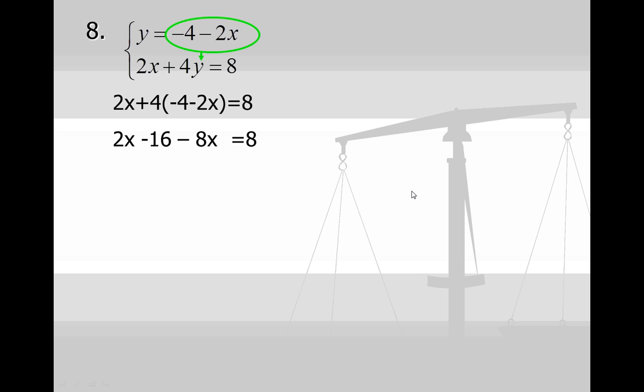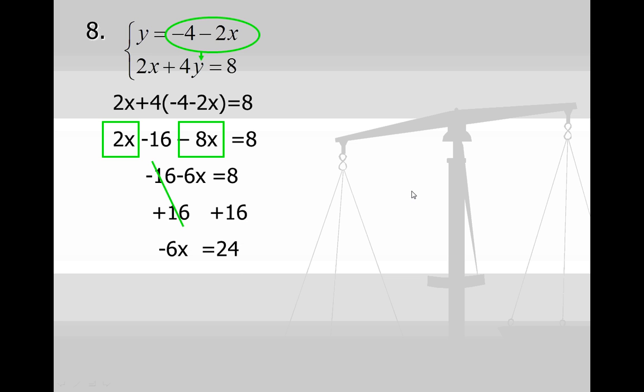Now remember to combine like terms. Put those numbers together. 2 minus 8. They're on the same side of the equation, so you don't do the opposites. You get negative 16 minus 6x equals 8. I'll move that 16 to the other side. Do not forget this negative. A lot of times people forget the negative 6x. Did you forget the negative in front of it? Divide by negative 6. X equals negative 4.